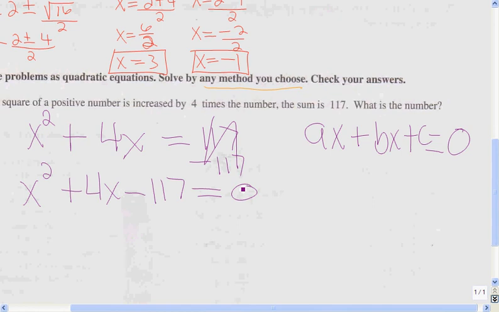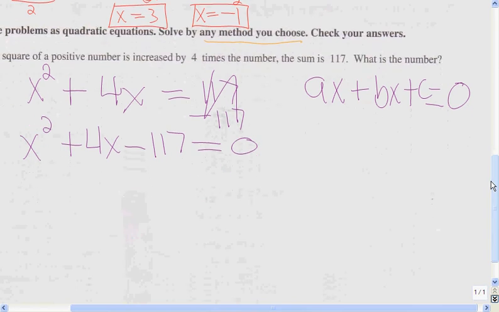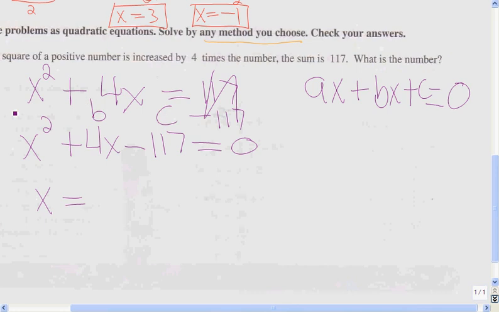Okay, now I could either use a quadratic formula, I could factor, I could complete the square. I think with this one, I'm going to use a quadratic formula. So x equals negative b, and b is 4, right? This is c, and this is a. So b equals 4, so negative 4 plus or minus the square root of b squared, which is 4.